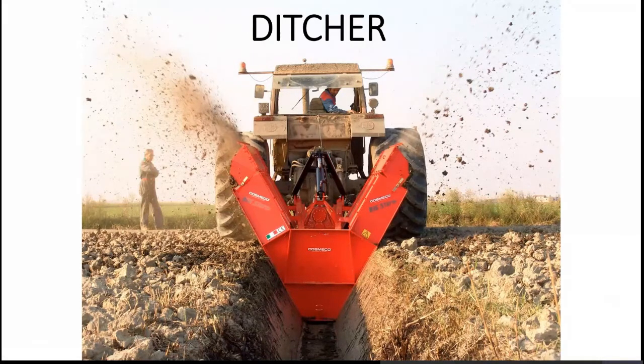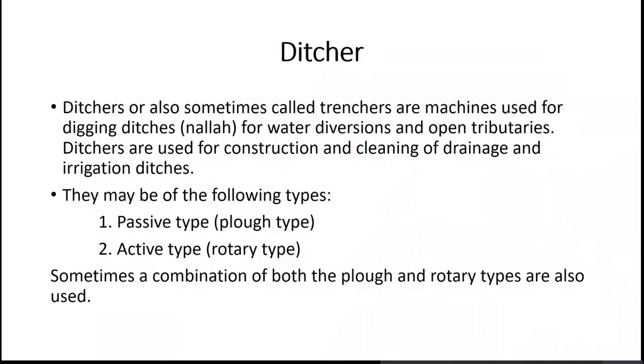So today we will be basically discussing what are the different types of ditcher and what is their working principle. So ditchers, sometimes called trenchers, are machines used for creating ditches, for movement of water, for irrigation, for drainage. So for these purposes we use ditches, isn't it? That is very common knowledge.